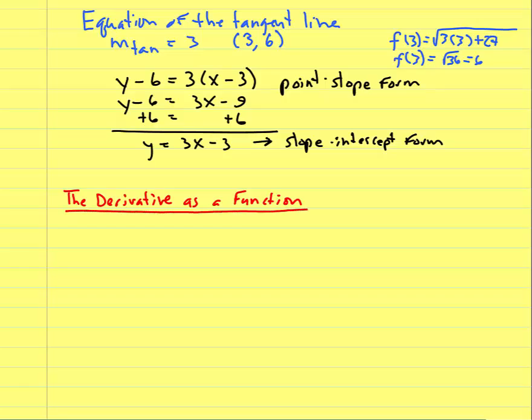This is our big definition. This is our big takeaway for this. The derivative of f is the function f prime of x equals the limit as h approaches 0 of f of x plus h minus f of x all over h.